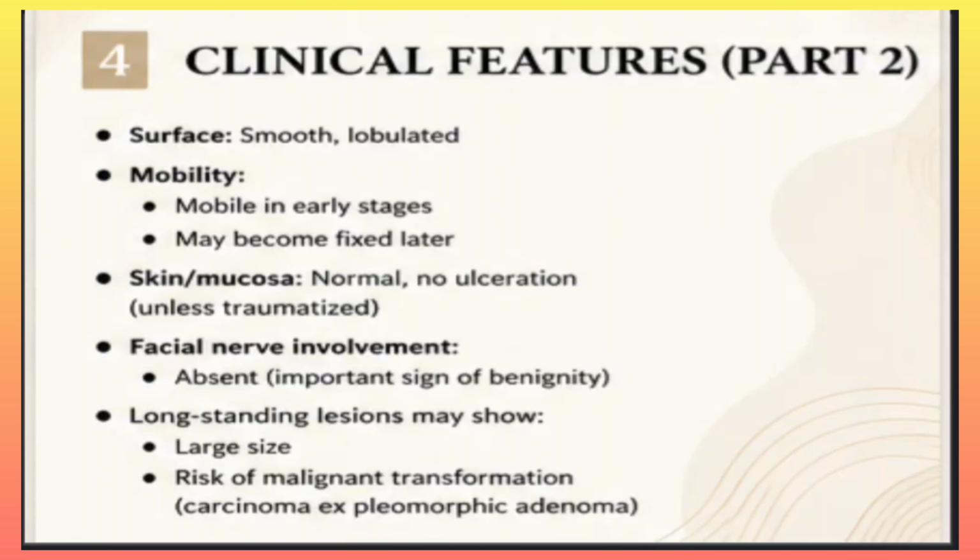Some more clinical features include that the surface of the parotid gland appears smooth and lobulated. The mobility is mobile in early stages, whereas it may become fixed later. The skin or mucosa appears normal with no ulceration unless there is any physical or chemical trauma. Facial nerve involvement is absent. Long-standing lesions may show large size, and a risk of malignant transformation such as carcinoma ex pleomorphic adenoma.